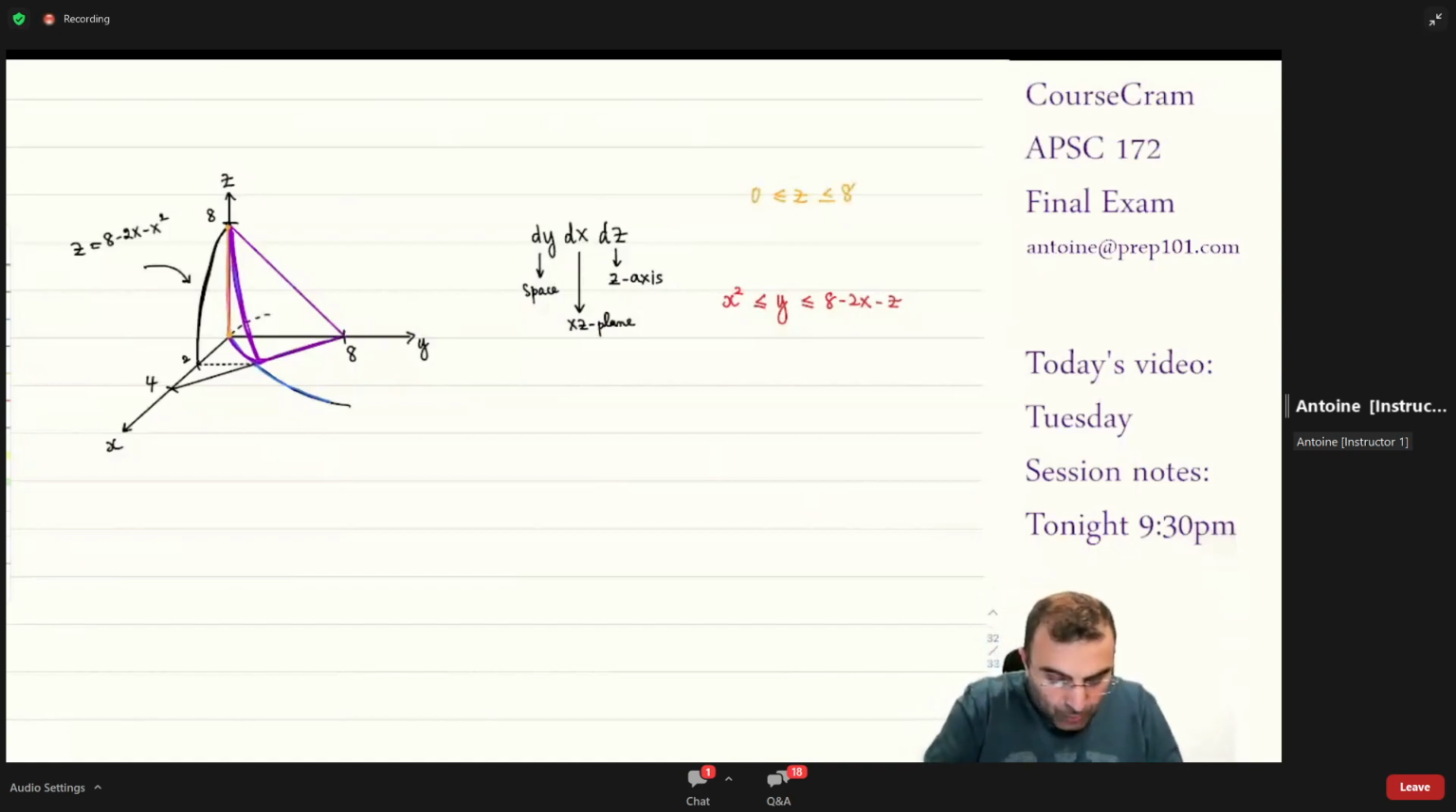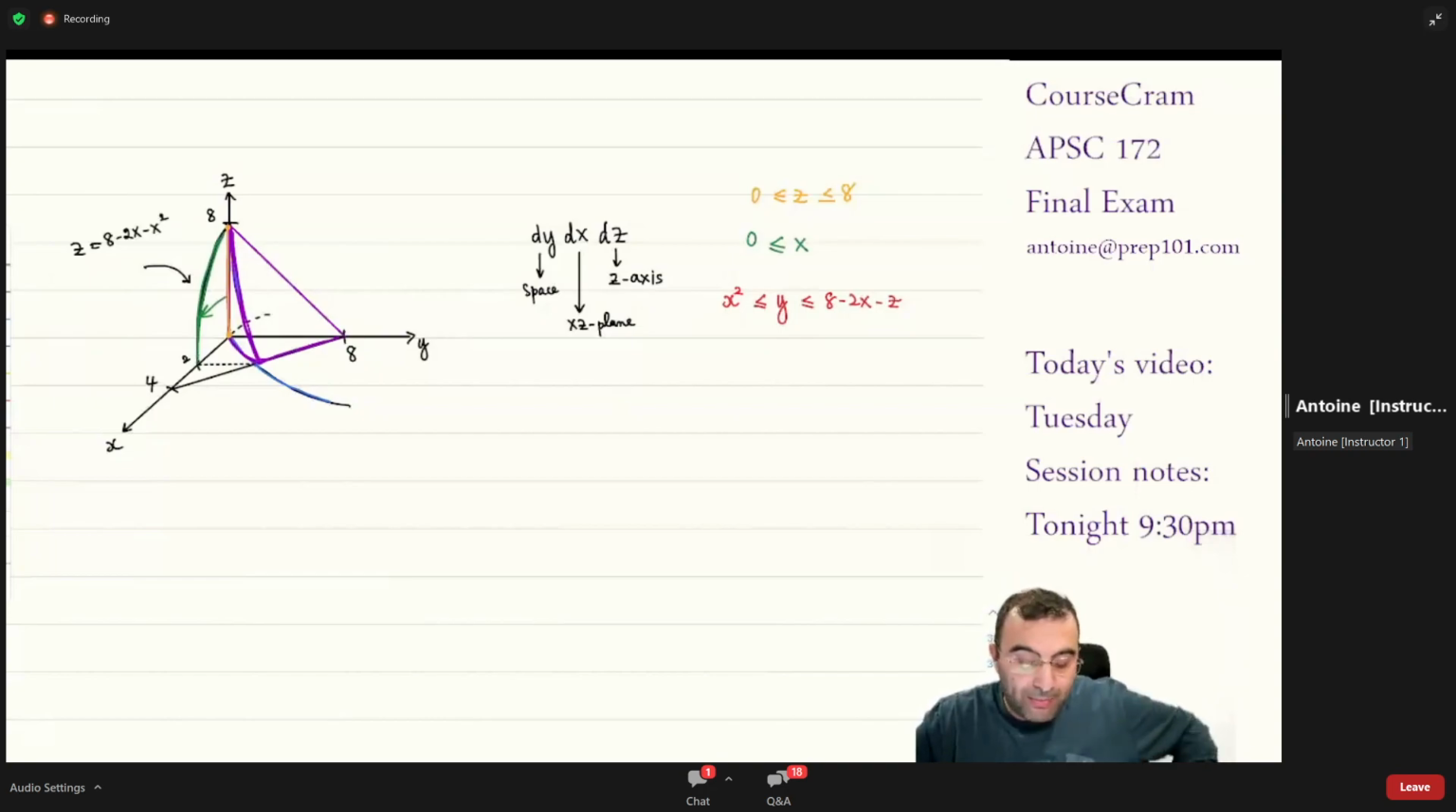Now, in the xy plane, what's x doing? X is changing like this. So x goes from here to here, from 0 to this curve. But then how do I get x in this curve? The first time you see this, it's shocking. The second time you see this, it brings back memories. So how do I get x in this curve? Anybody want to tell me?